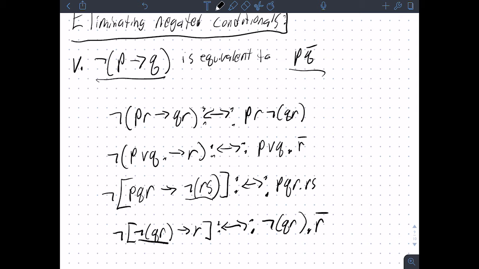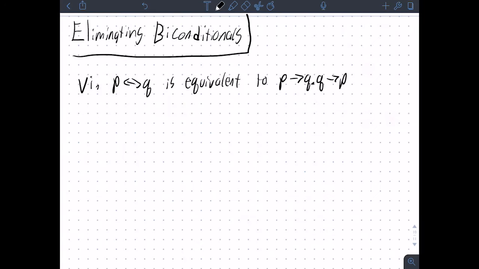Next, I'm going to give you the rules. One rule for eliminating biconditionals. Okay, eliminating biconditionals. So if we have a biconditional P if and only if Q, it's equivalent to the conjunction of if P then Q and if Q then P. That is why it is called a biconditional. Fun logic fact is because it's equivalent to the conjunction of two conditionals, right?